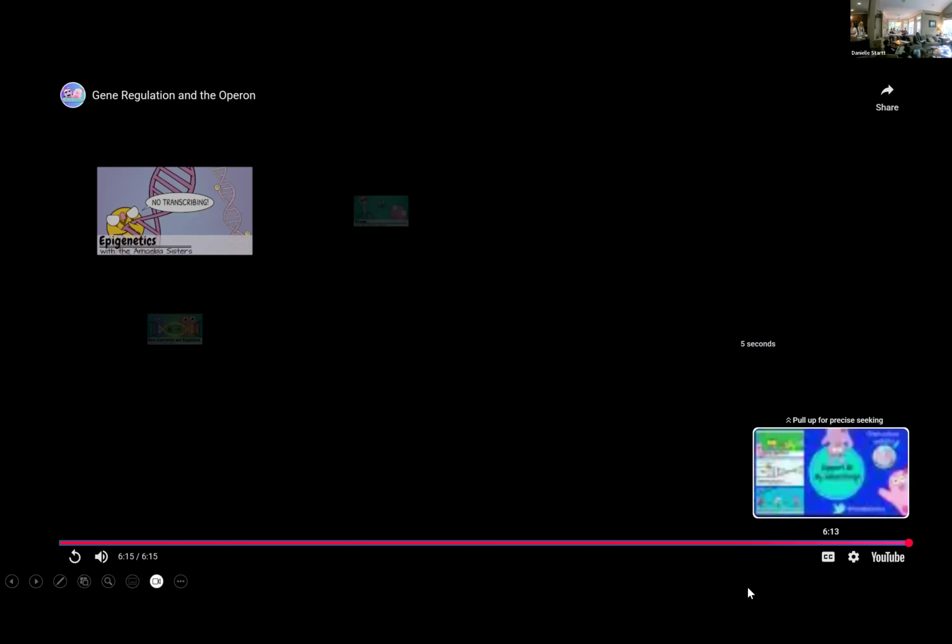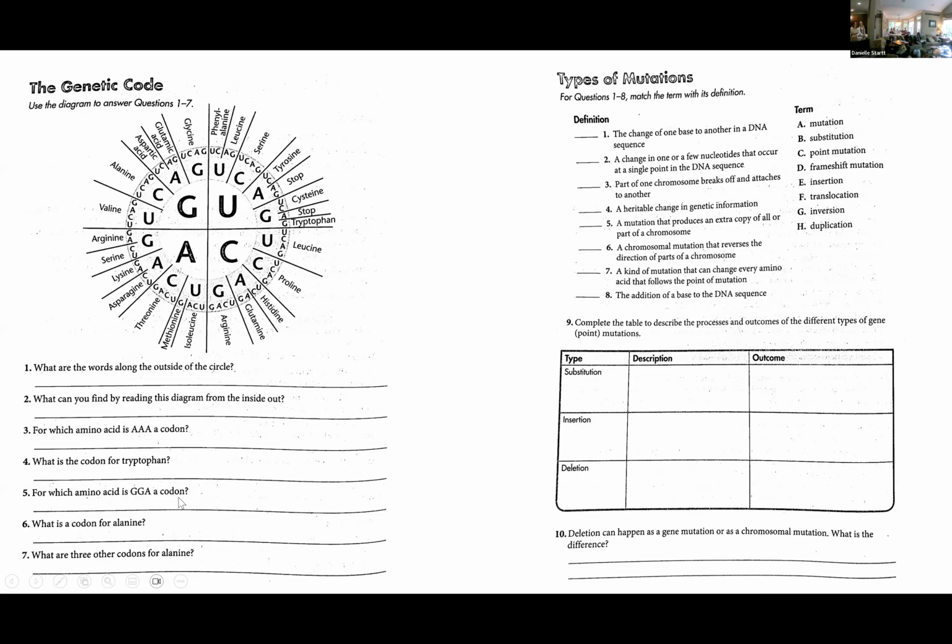All right, so let's look here. What are the words along the outside of the circle, Claire? Amino acids. What can you find by reading this diagram from the inside out? Caitlin. The amino acid that binds to a specific 3-letter code. Yeah, the codons for the amino acids. For which amino acid is AAA a codon? Jordan. Lysine.